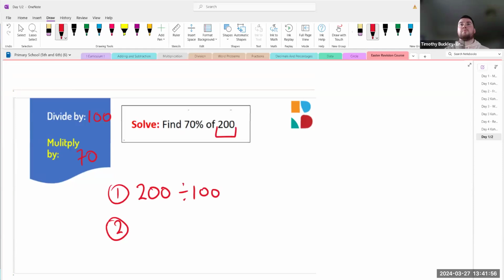And then we're dividing by 100. The reason we're dividing by 100 is to get 1% of it. So we're always dividing by 100 to get 1%. So it'll always be dividing by 100. And then in the question, they'll tell you what number you need to divide. So in this case, it's 200 divided by 100. And that will give your answer.